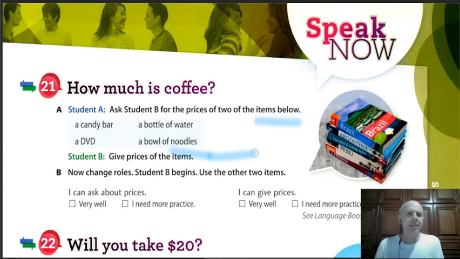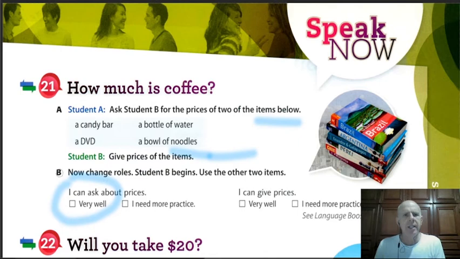How much is a candy bar? A candy bar is about $1. And how much does a DVD cost? It depends, but many DVDs are about $20. $20? Wow. Yes. All right. So, and then you are going to see if you can ask about prices very well.